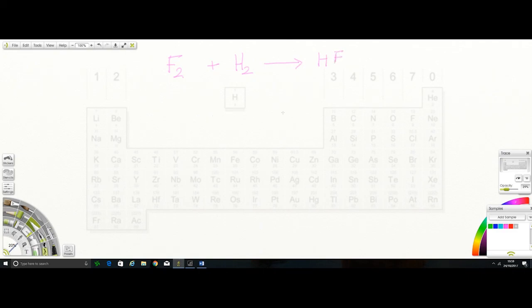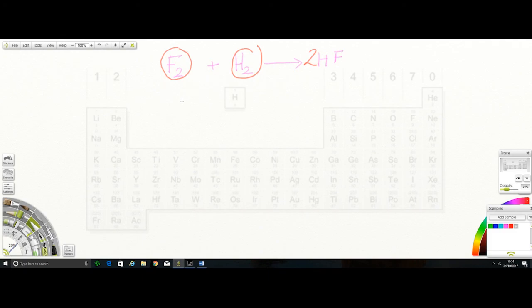However, this is not balanced, so to balance this we need to add, so if you look here, you've got 2 fluorines, 2 hydrogens, and you've only got 1 hydrogen and 1 fluorine. Nice and simple, you put a big 2 in front of the HF, so now you've got 2 hydrogens here, 2 fluorines here, and the reactants and the products are the same, so happy days.